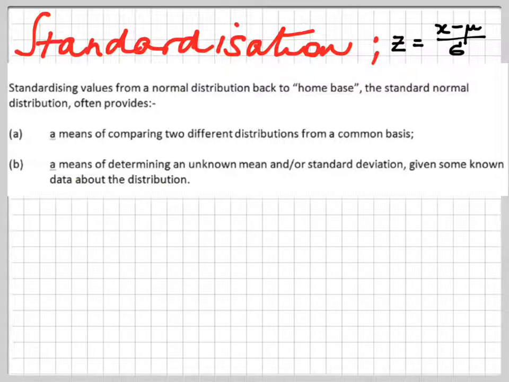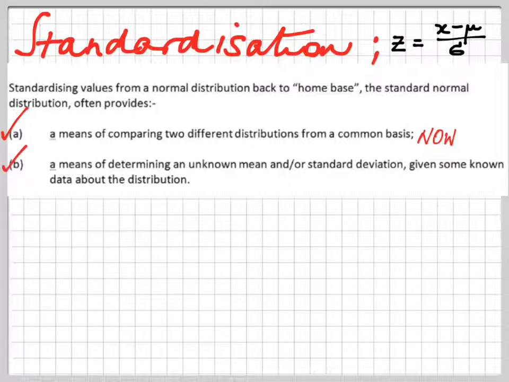Okay, now this is the good oil on standardisation. Standardising values from a normal distribution back to what I call home base, which is the standard normal distribution, often provides us with this first thing here, which is a means of comparing 2 different distributions from a common basis. In other words, it allows us to compare apples with apples instead of apples with oranges, which doesn't compare, okay, when they're 2 different transformed and pushed around and dilated and translated distributions. You can't really compare them, so you just take them back to home base and then you can look at them both critically and compare one with the other. Yes? And we're going to do that now.